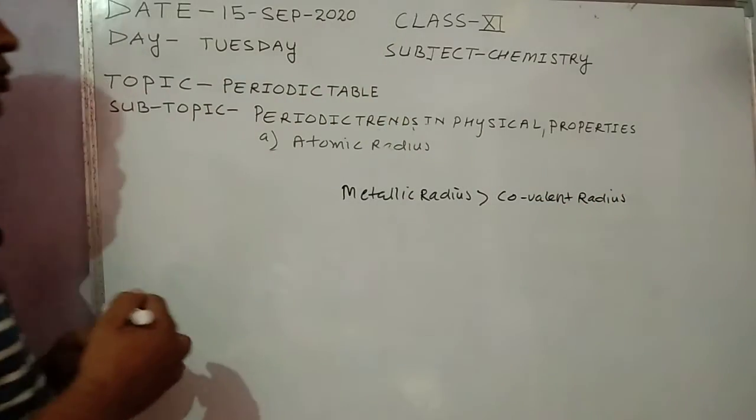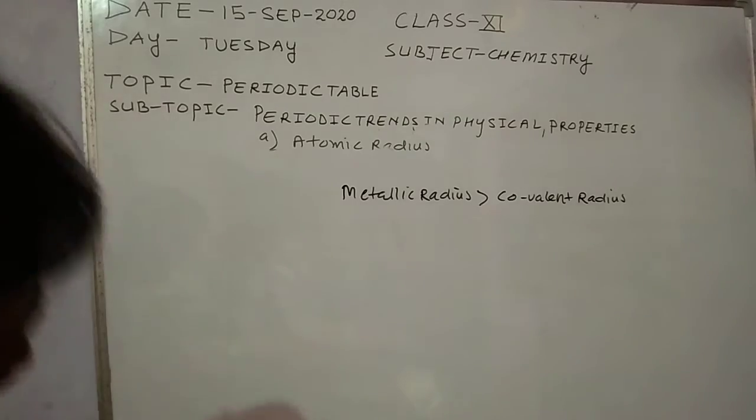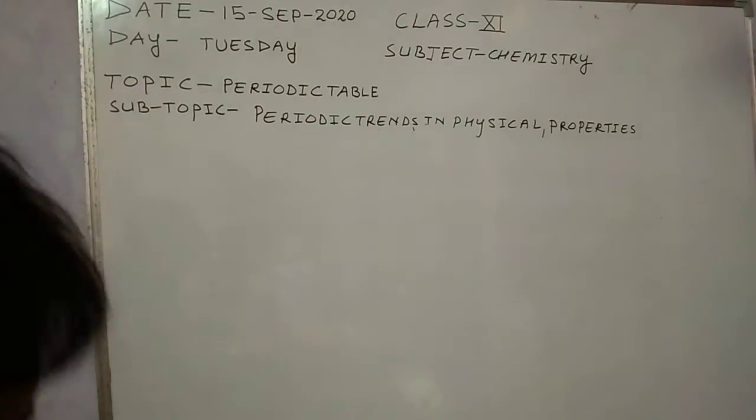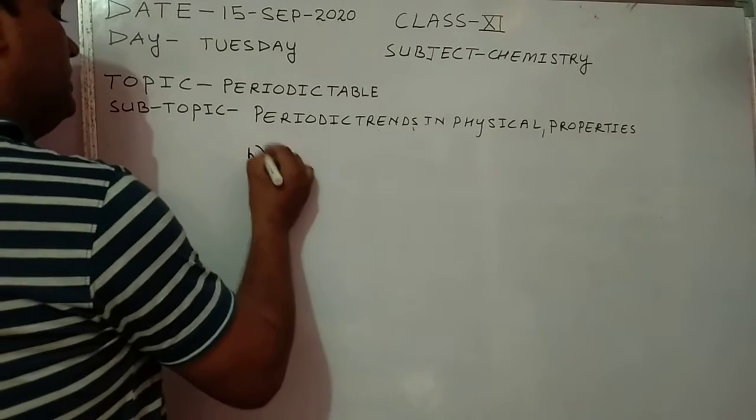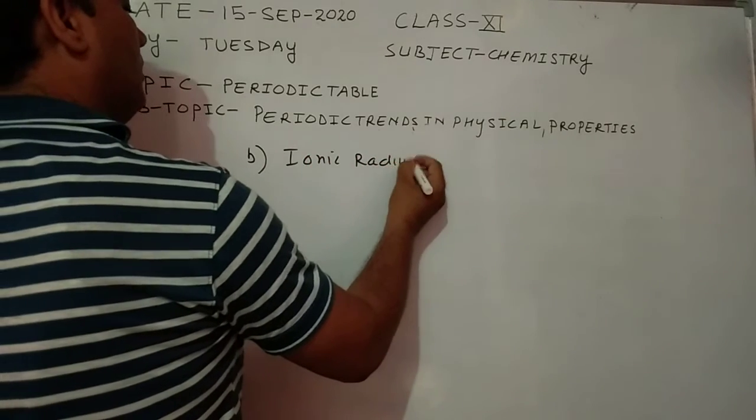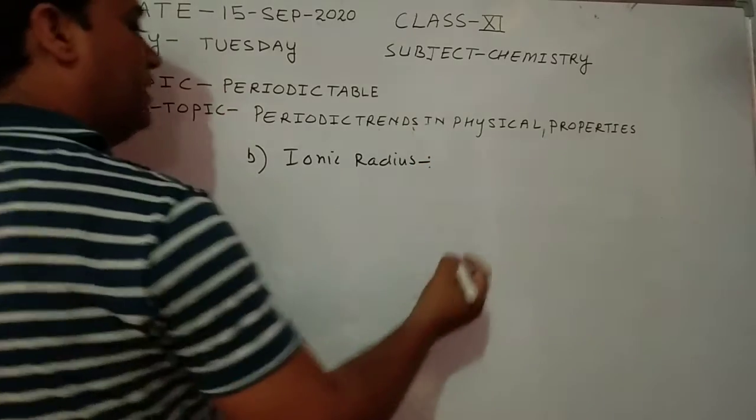Okay, so metallic radius is greater than covalent radius. Next one is ionic radius. So second B, that is ionic radius. Ionic radius is calculated in ionic compound.